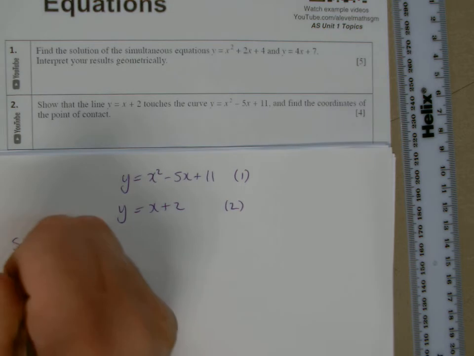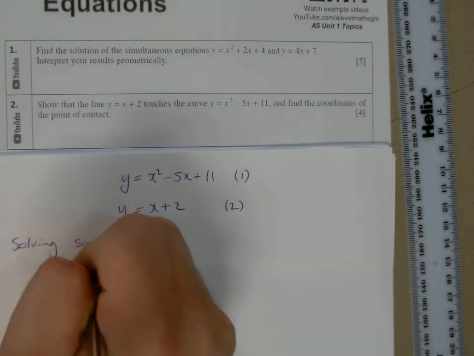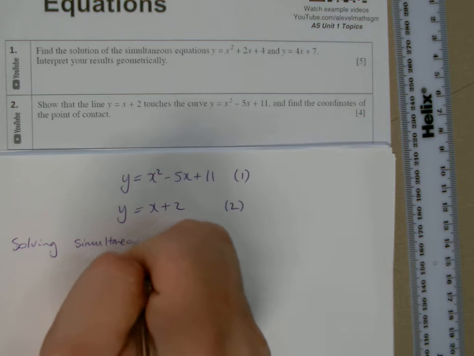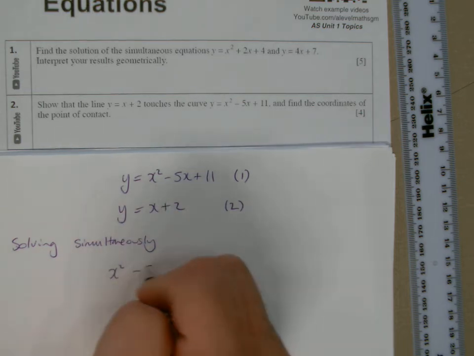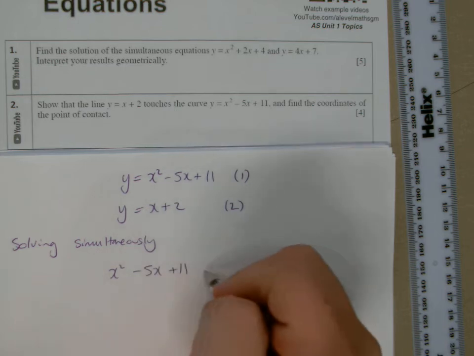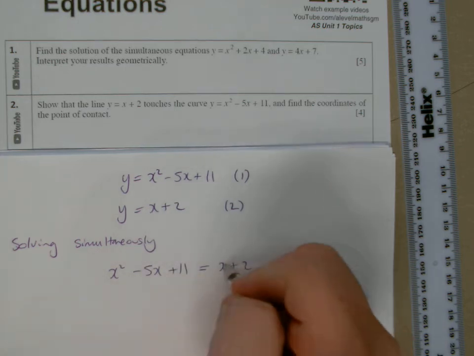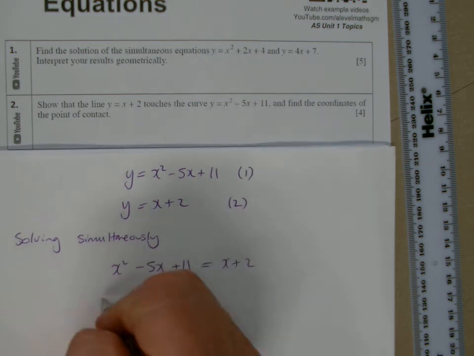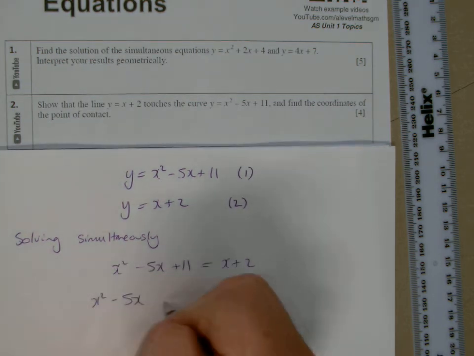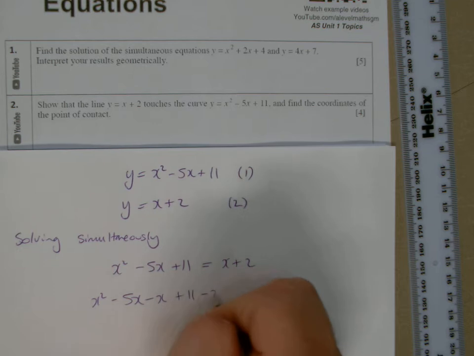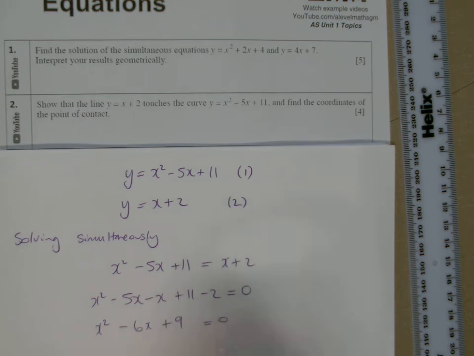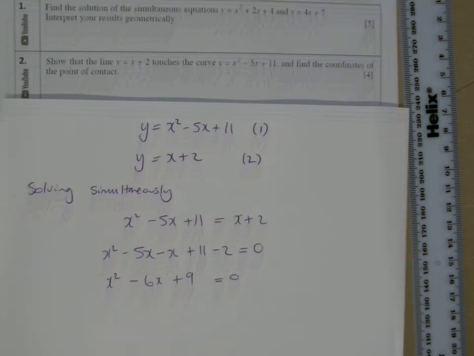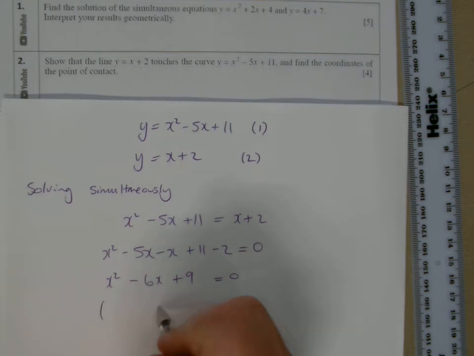Okay, so I'll say solving simultaneously. Essentially then the y's are equal, so x squared minus 5x plus 11 will equal x plus 2. So what I'll do then is get everything onto the left hand side. Put the x's together, take the 2 over as well, and I end up with x squared minus 6x plus 9 equals 0.